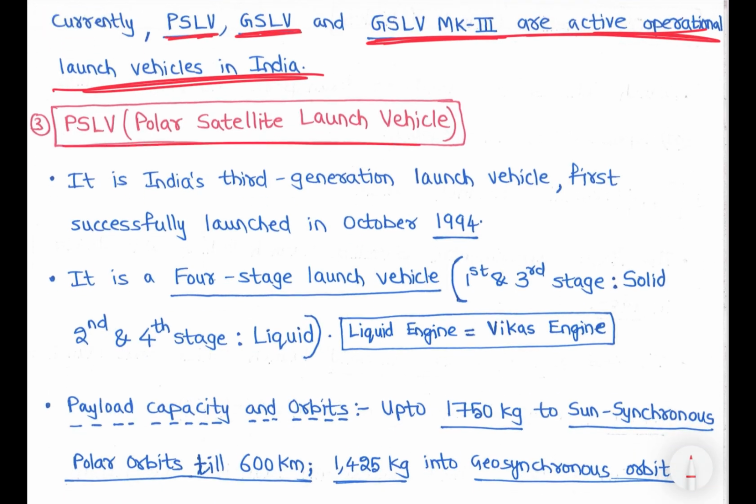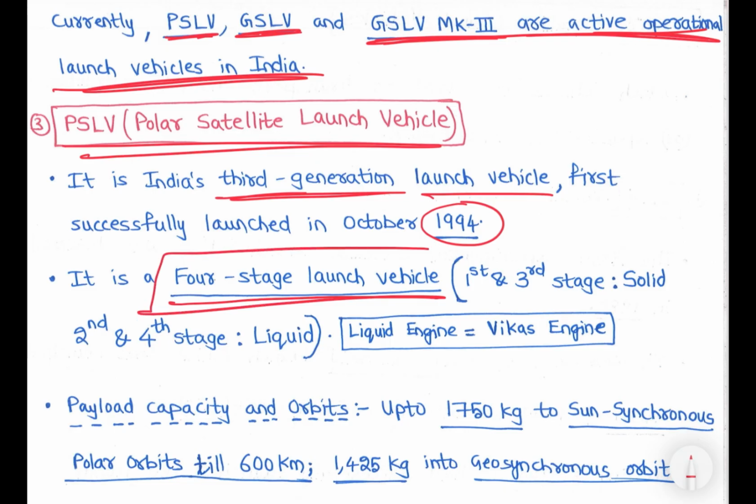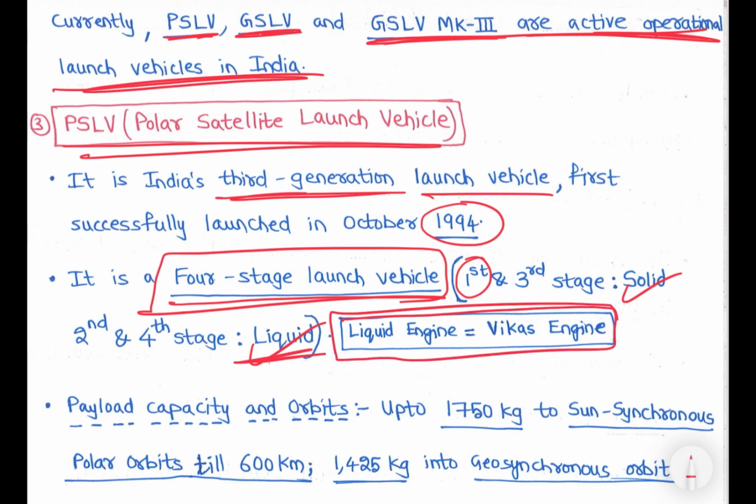So PSLV is India's third generation launch vehicle, first successfully launched in 1994. It is a four-stage launch vehicle. First and third stage are solid, and second and fourth stage are liquid. We saw that the first stage will always be solid because it gives higher thrust. And the liquid engine is called Vikas engine.